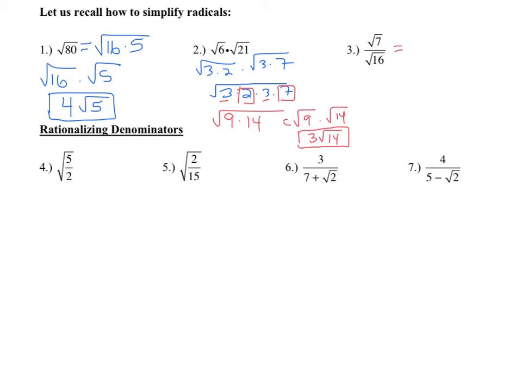Question 3 is already split up with the quotient property. The square root of 7, well, 7 is prime and it doesn't square root evenly, so it's going to stay the same. But in the denominator, we can square root the 16 and get 4. So we can simplify it down to the square root of 7 divided by 4.